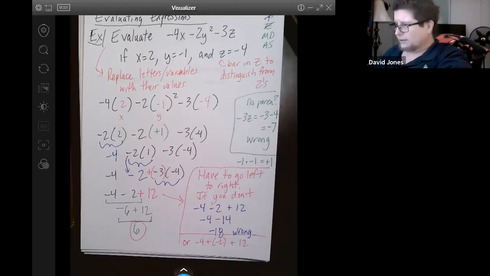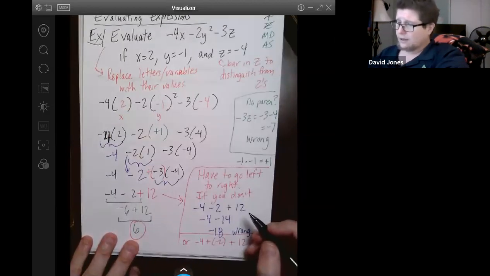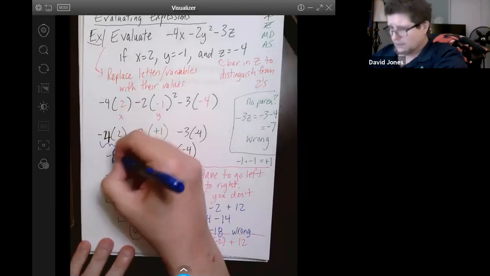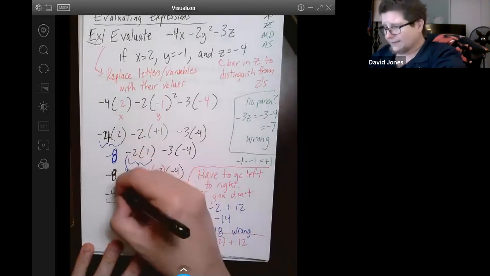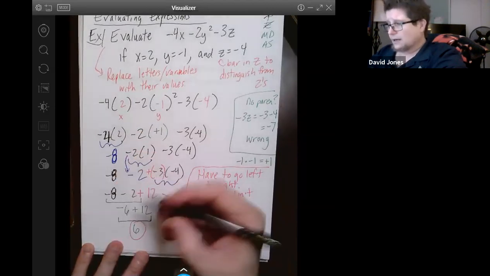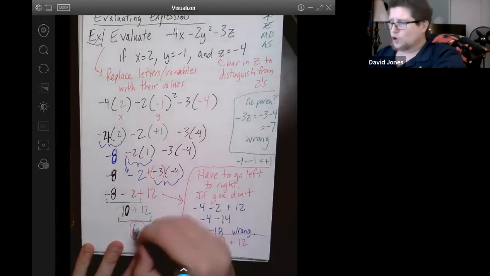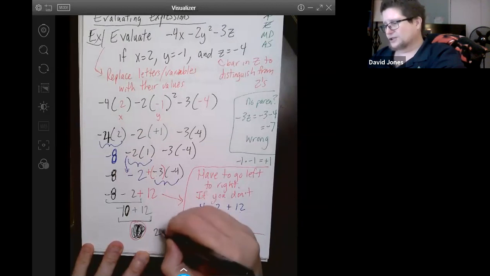What did I do here? That should have been a negative 4, which makes this a negative 8, negative 8. Negative 8 minus 2 would be negative 10. Oops. Answer is 2.